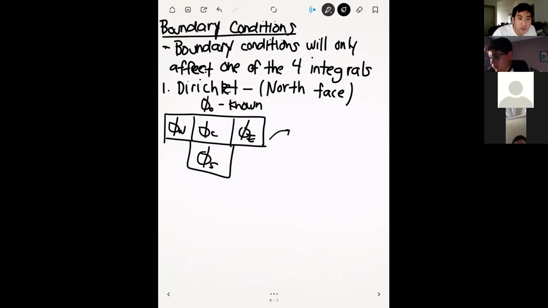Since we have neighbors on the west, the east, and the south, all those integrals are going to be unaffected. So the only integral that we need to update is the north integral.